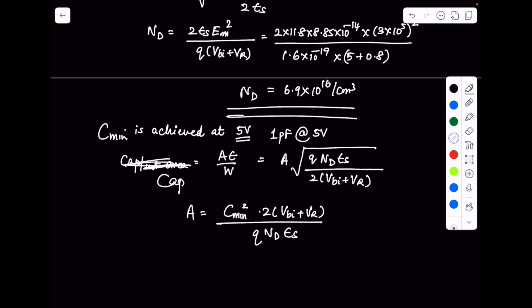And if you work out, this is going to work out to 3.16 into 10 power minus 5 centimeter squared, right? So that is the area that will be needed to achieve the given C min, right? So you've now calculated both the doping density and the area of the diode. Let's move to the next question.